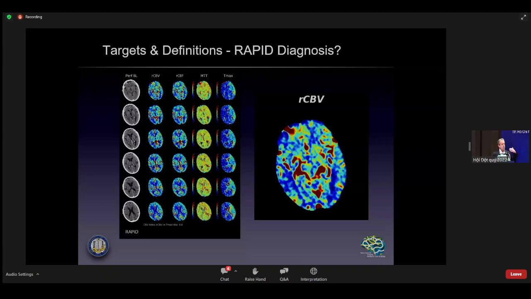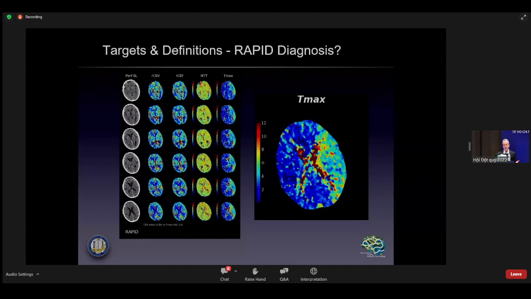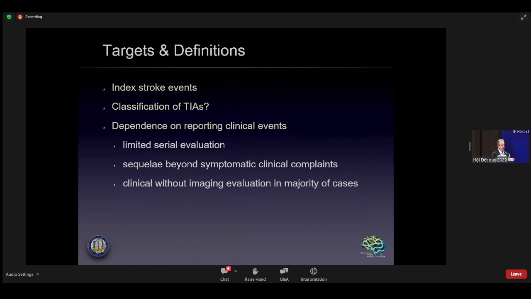The measures are milder delays that we see, as shown here in the left hemisphere, where the CBV and the CBF are preserved. In addition, the way we've characterized clinical events at baseline, and how we handle TIAs, the type of TIA and how we consider those presentations, is limited. And it's limited our approach to the disease in general.